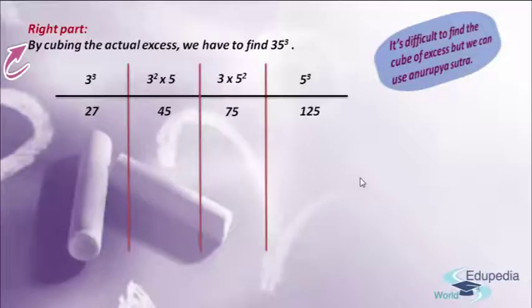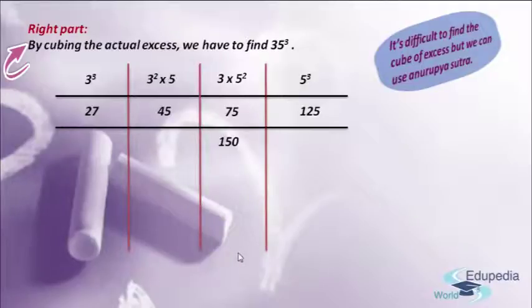After writing all the answers, let us place one more horizontal bar. Now we have to double the numbers that are in the second part as well as in the third part. If you double the number in the third part, we get 150. And if you double the number in the second part, we get 90.